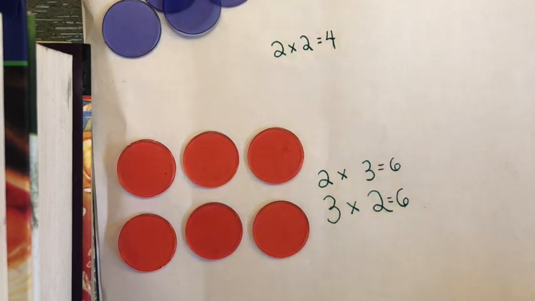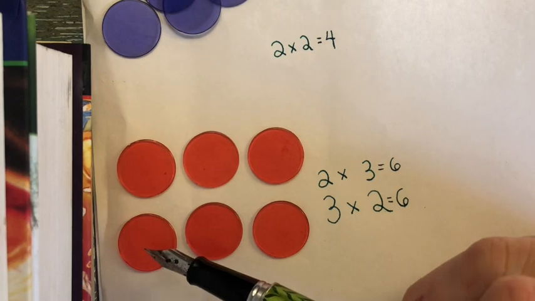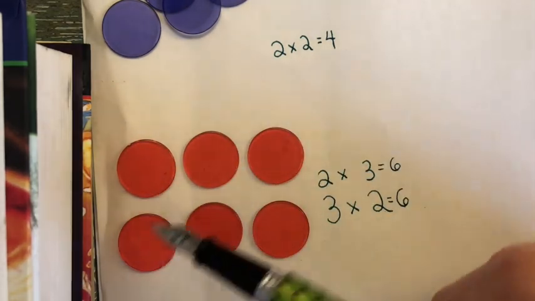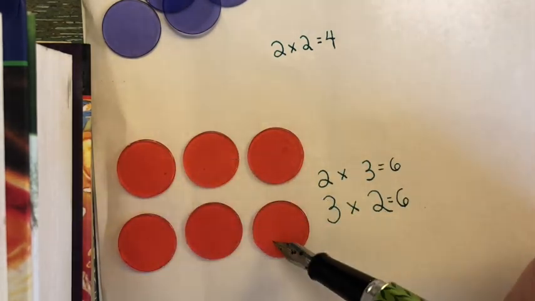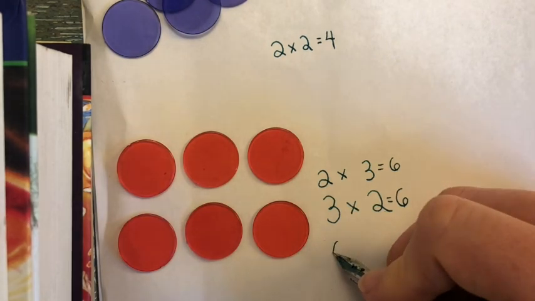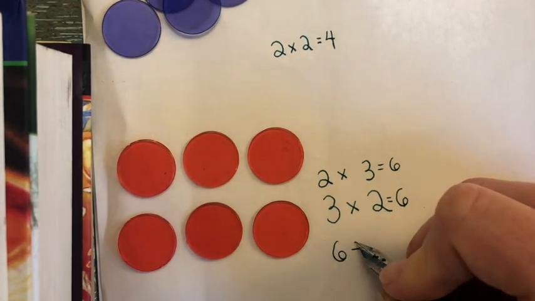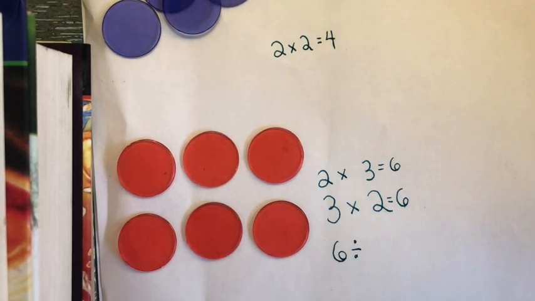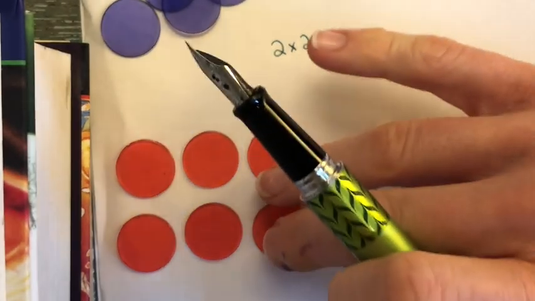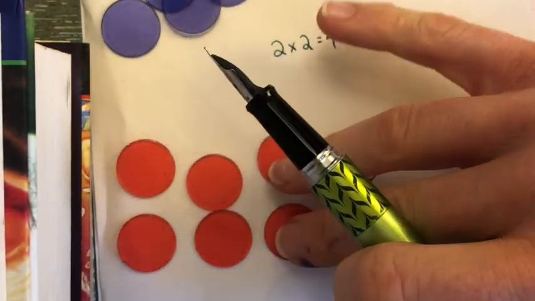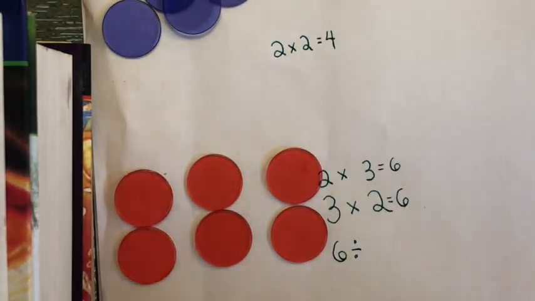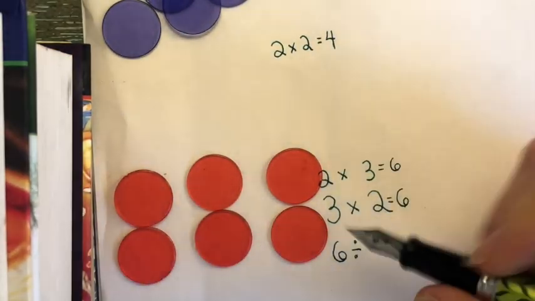you guys, all you have to do is take your whole number, your total number of your array, so that's 1, 2, 3, 4, 5, 6, 6, and you're going to talk about how you could divide it into equal groups. So if I divide 6 into 3 equal groups, so let's just do that. Those are my 3 equal groups. I've got 1, 2, 3 equal groups.